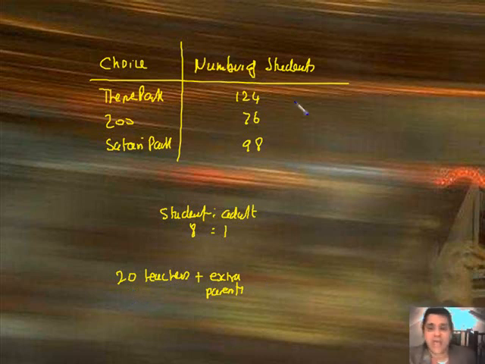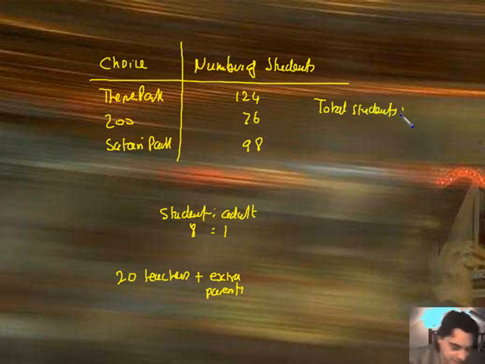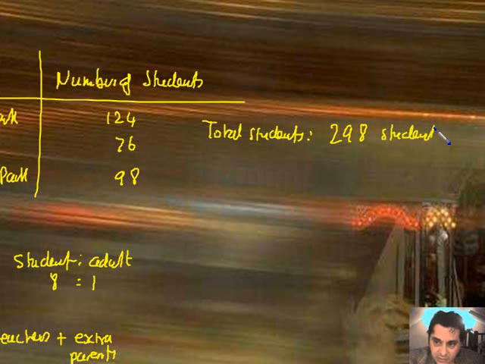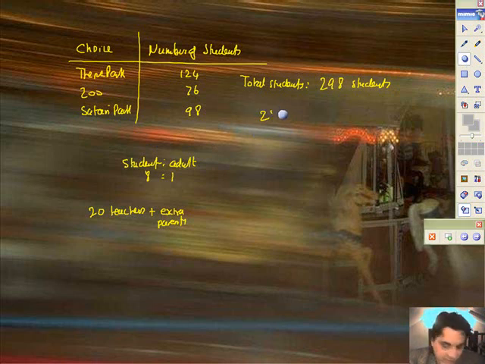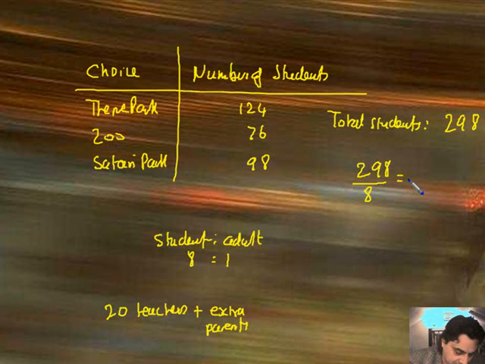Well, look, let's just work out how many students are going. So here we go. Total students. It's going to be that little lot added together. 124, 76 and 98. I've got 298 students. 298 students. How many adults do I need? Well, if I divide, for every 8 students I require an adult, so let's just divide that by 8. So 289. Oh, I've gone backwards. 298 on my calculator, isn't it? Yeah. So I'll go 298 divided by 8 equals, that's how many teachers I require.